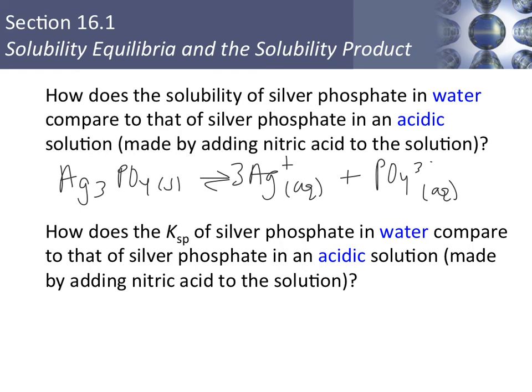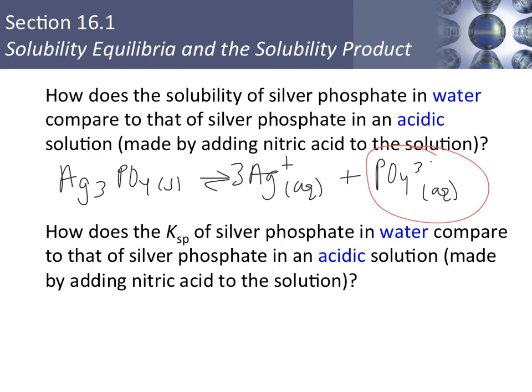So let's end with, how does the solubility of silver phosphate in water compare to that of silver phosphate in an acidic solution made by adding nitric acid to the solution? So here's our dissociation equation. And nitric acid contains hydrogen ion, which can react with this phosphate ion. Phosphoric acid is a weak acid. And so then this reaction would shift to the right to replace the missing phosphate ion. And then that means that the silver phosphate in the acidic solution is more soluble.